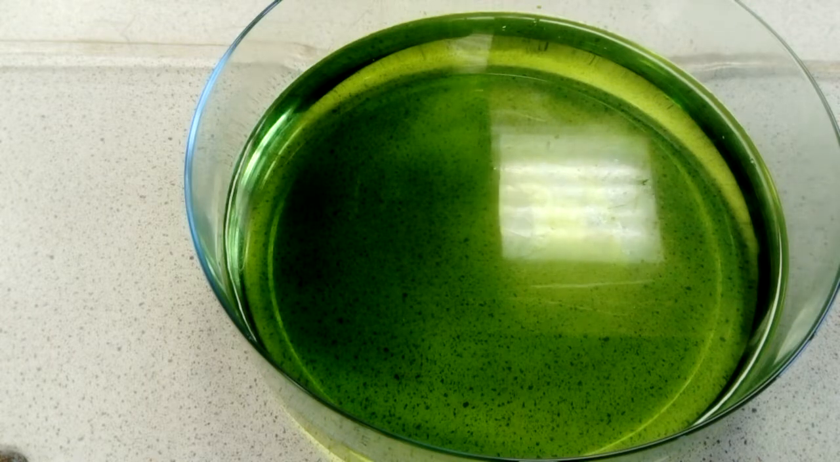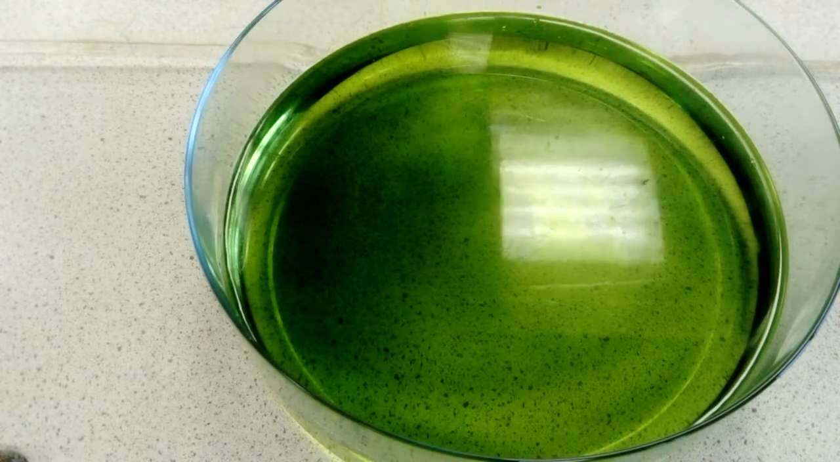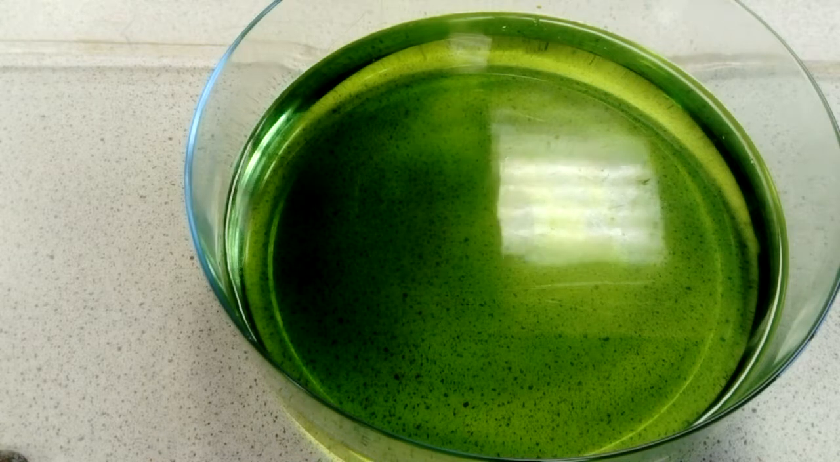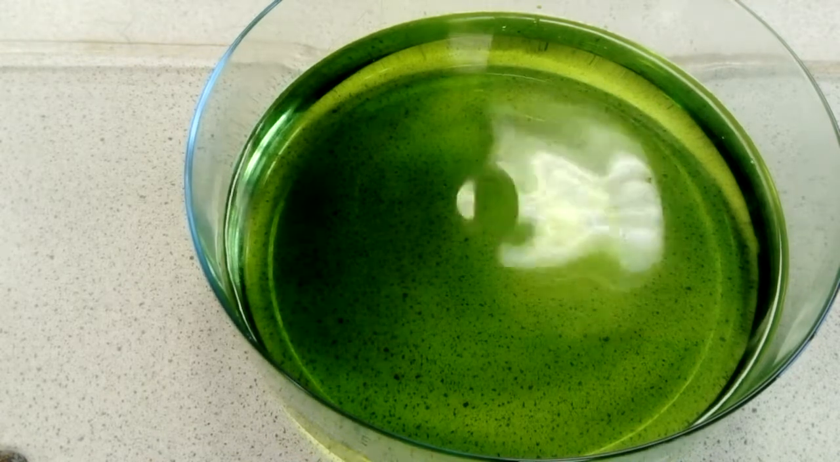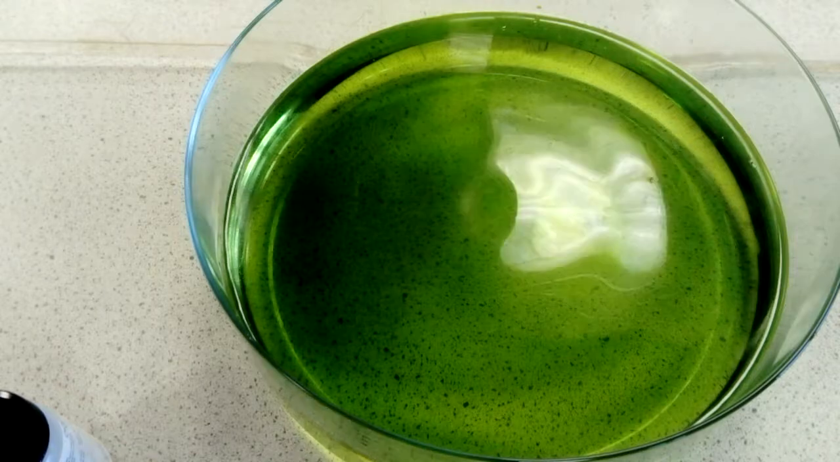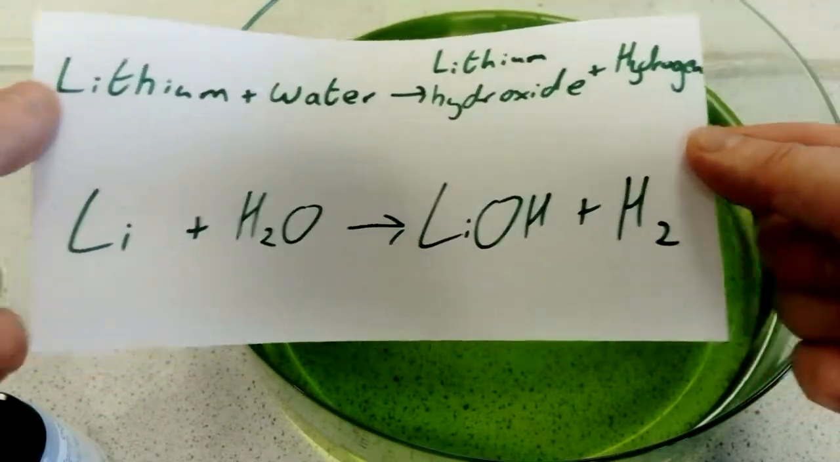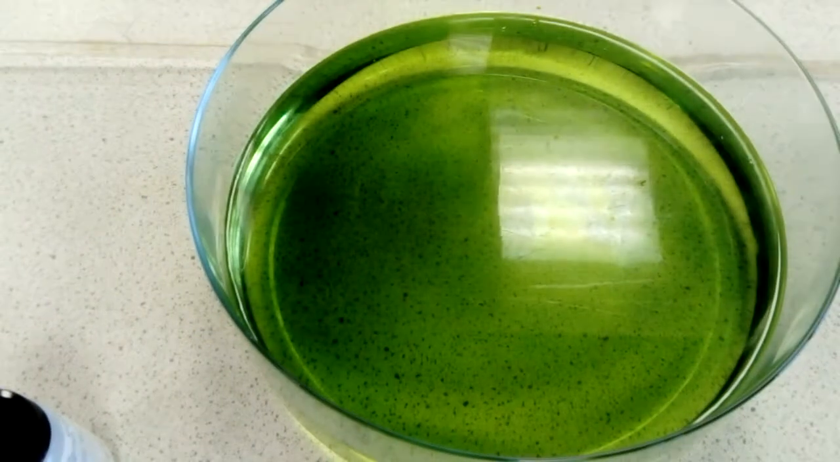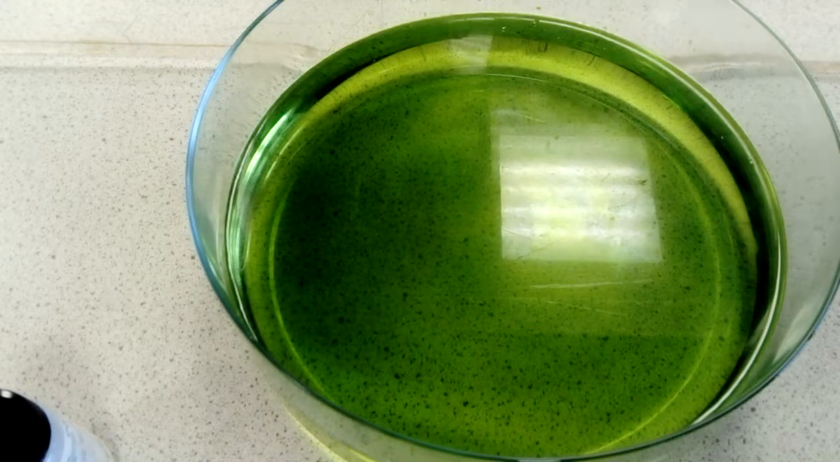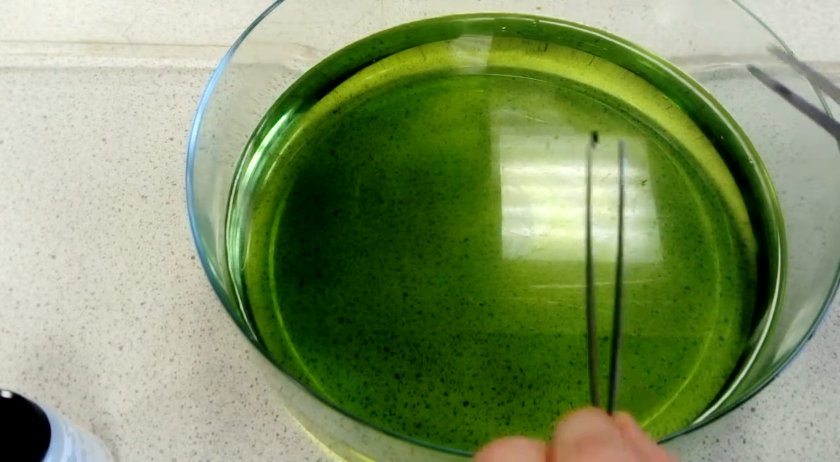Like I've just said, when we react any alkali metals with water, we form a hydroxide. So when we've got lithium, we're going to form lithium hydroxide and hydrogen. So the reaction that we should be seeing is that our lithium is going to react with the water and we should form lithium hydroxide plus hydrogen should be given off.